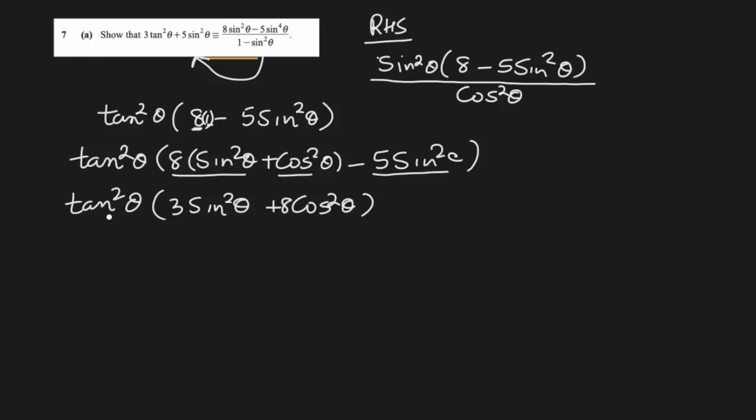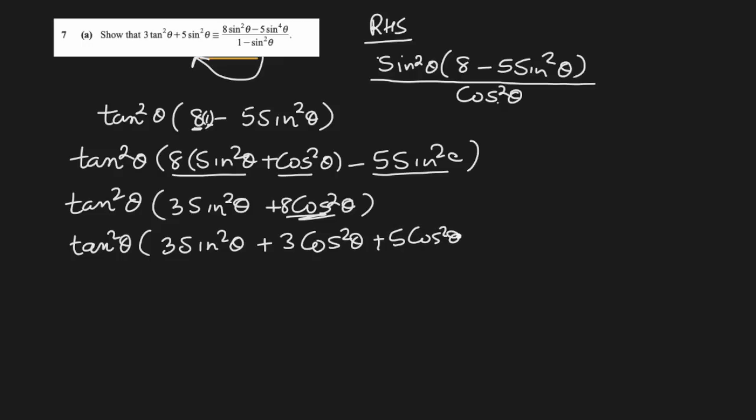Okay, now this tan square theta I got from sine square over cos square, but since our answers are between sine, tan square and sine, and we want only 2 terms, what will I do? I'll break this 8 into 2 parts so that this becomes 1. So tan square theta, 3 sine square theta plus 3 cos square theta plus 5 cos square theta. I broke this 8 into two parts, 3 and 5. What was the purpose? Because 3 sine square theta plus 3 cos square theta will become 1. Means this will become 1 and this 3 will remain.